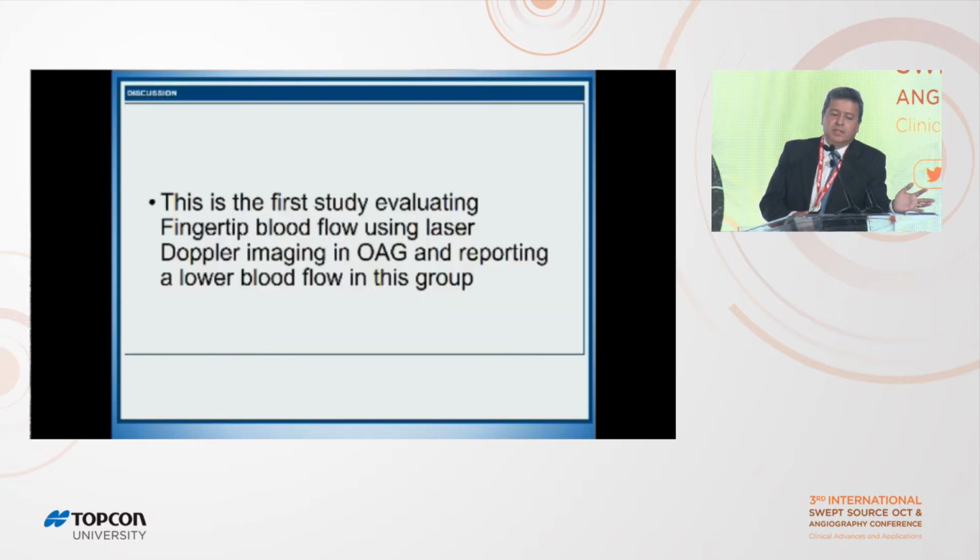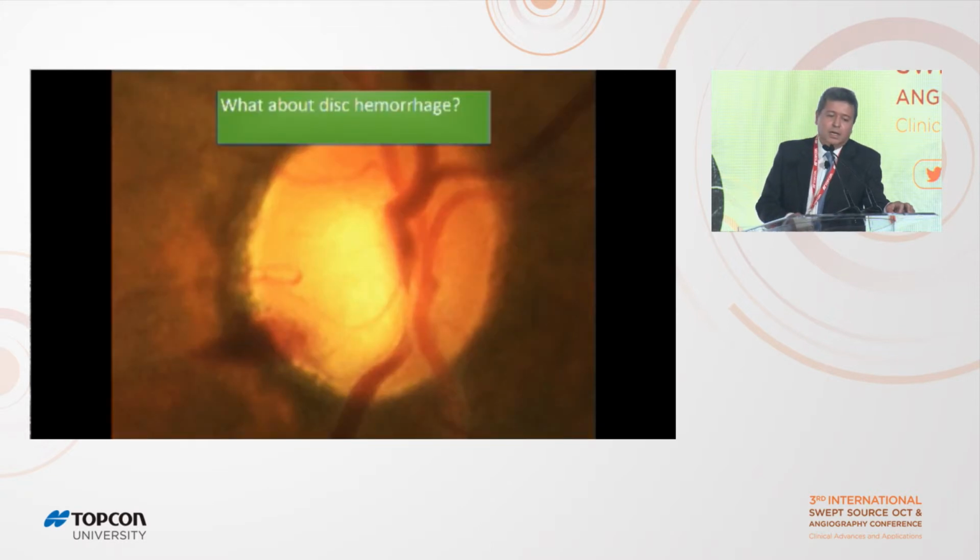And this is the first study evaluating fingertip blood flow using laser Doppler imaging in open-angle glaucoma, reporting a lower blood flow for this specific group. But there's also something very interesting to look at, which is disc hemorrhage.